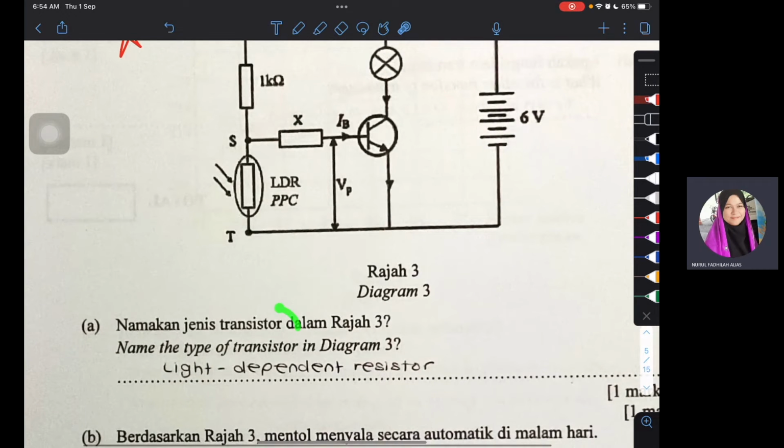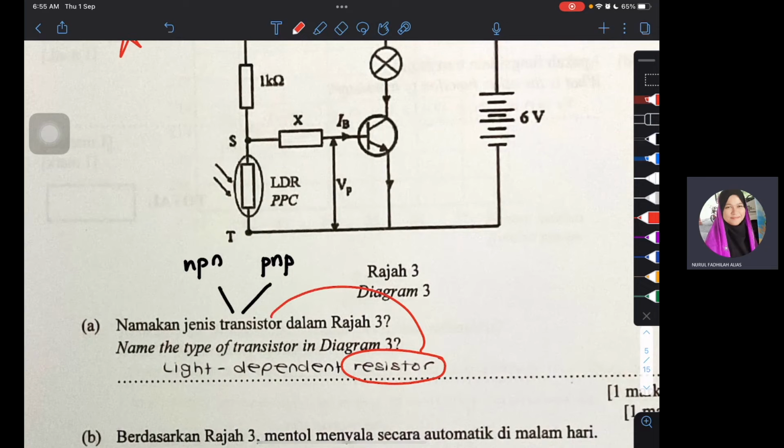Okay, jadi macam mana tu? Soalan ni tanya transistor, my dear. Name the type of transistor. So what do you know about transistor? Transistor ada 2 types which are NPN ataupun PNP. Okay, kenapa you kata macam ni? Ini kan you dah bagi tahu dah it's resistor. So of course resistor not a transistor. Different function.